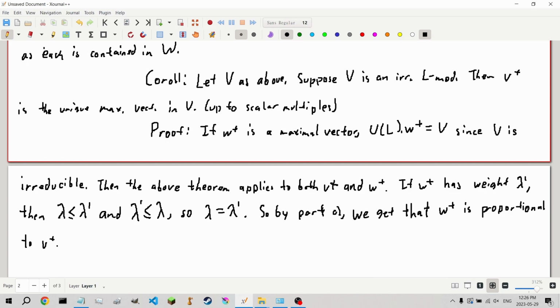And then, next video we'll finish off our discussion here of weights and maximal vectors, and we'll move on to finite dimensional modules. So look forward to that, I guess.